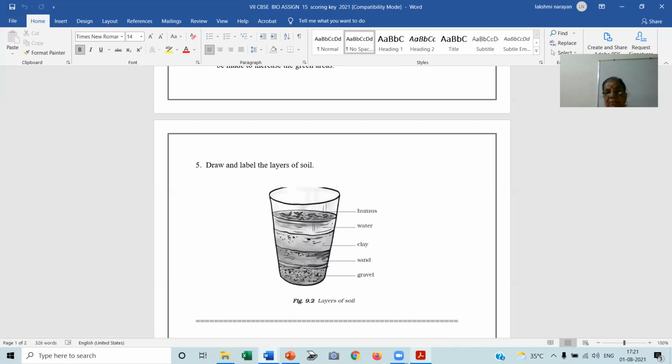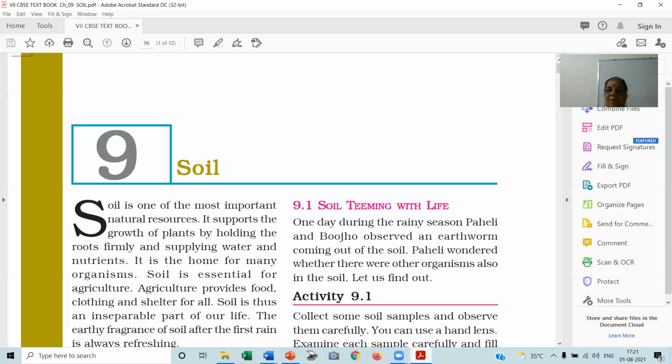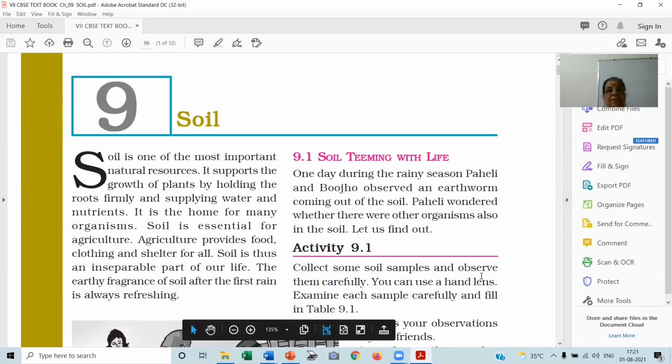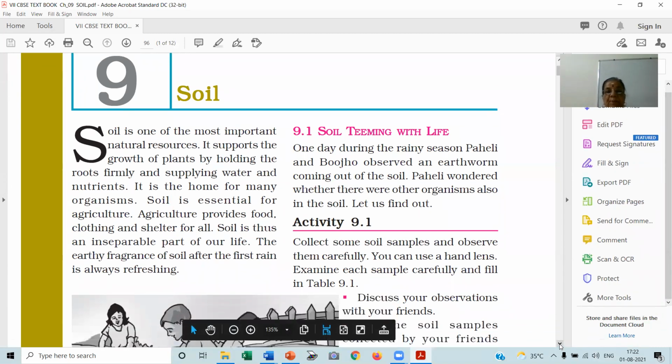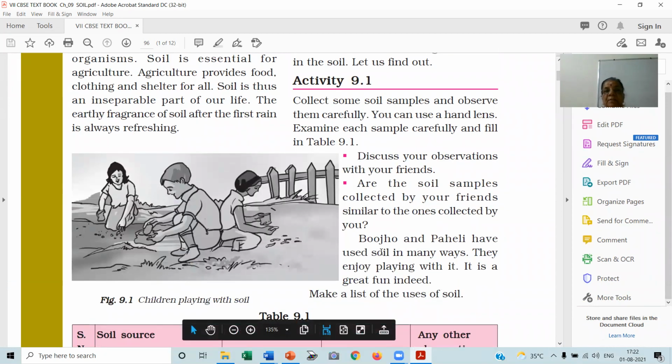Then next we'll go through the lesson fast. I'll just sum up the lesson, first one, soil. Importance of soil, first paragraph. Soil is one of the most important natural resources. We just studied this, right? Soil is essential for agriculture. It provides food, clothing, shelter for all. So mark this paragraph as importance of soil.